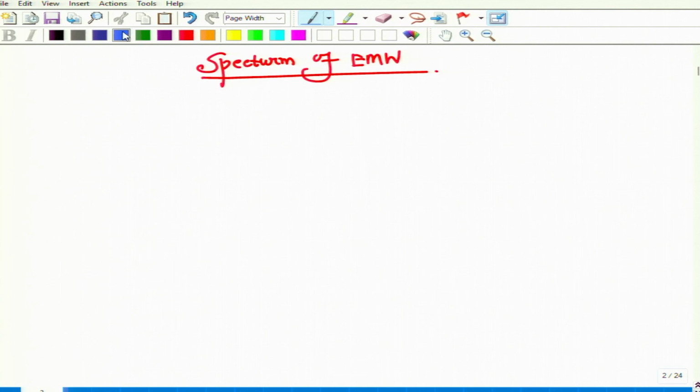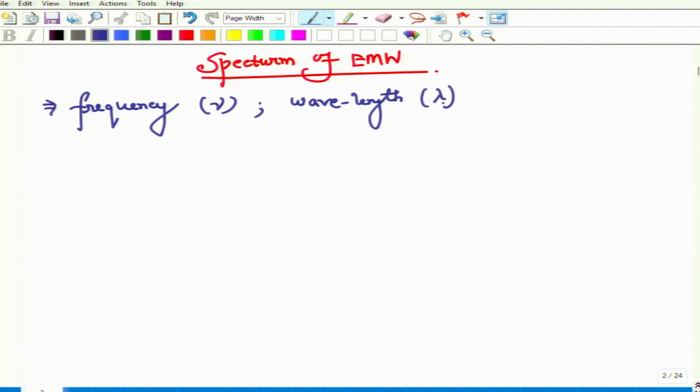That may be a mechanical wave, a sound wave, or an electromagnetic wave, anything it may be, but for any wave there are some properties. We know these things already. What are those properties? Like the frequency, which is generally denoted by nu. These are the general notations which are used. Wavelength, which is denoted by lambda. These are very basic things, but still let me discuss. Velocity, which is generally denoted by v, but for electromagnetic waves it is equal to the speed of light, so we generally use the notation c for the velocity of electromagnetic waves.